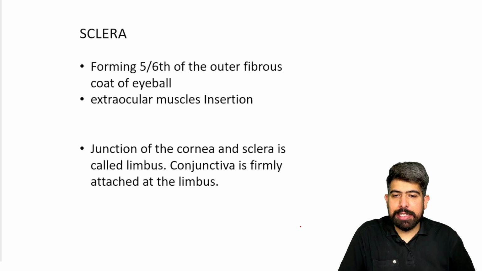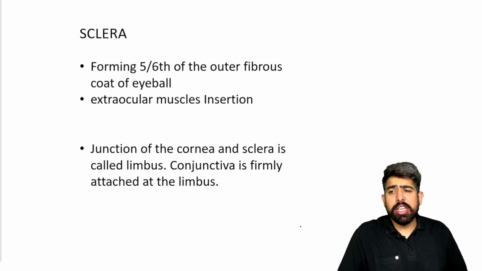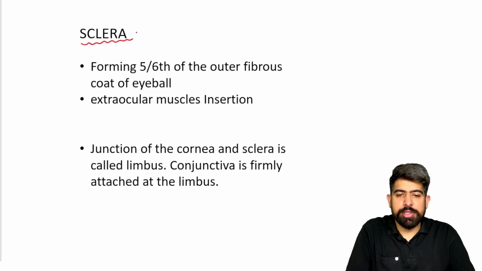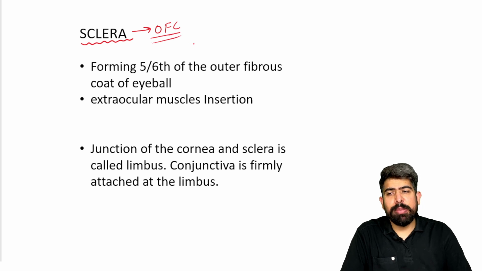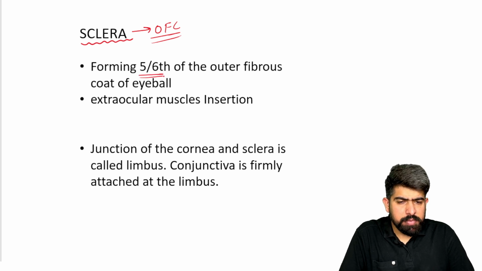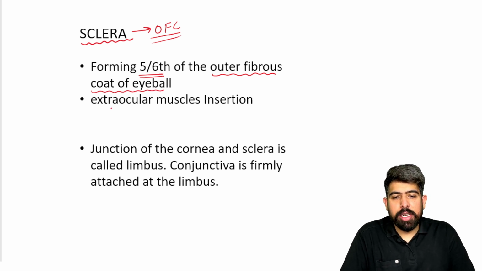So I hope you already had all this information, that's why we are just revising it, going with a quick recap, right? Moving to the next layer of your outermost layer, the outer fibrous coat. Besides the cornea, we have the sclera, and this sclera forms the fifth, sixth part of your outer fibrous coat.